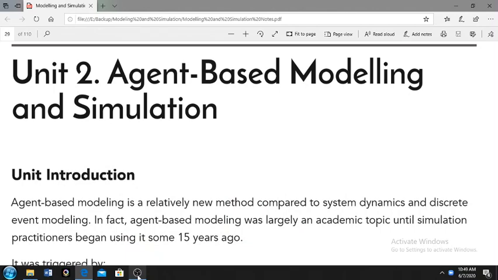Hello guys, welcome back to our video series of modeling and simulation. We are going to start unit 2, which is agent-based modeling and simulation.